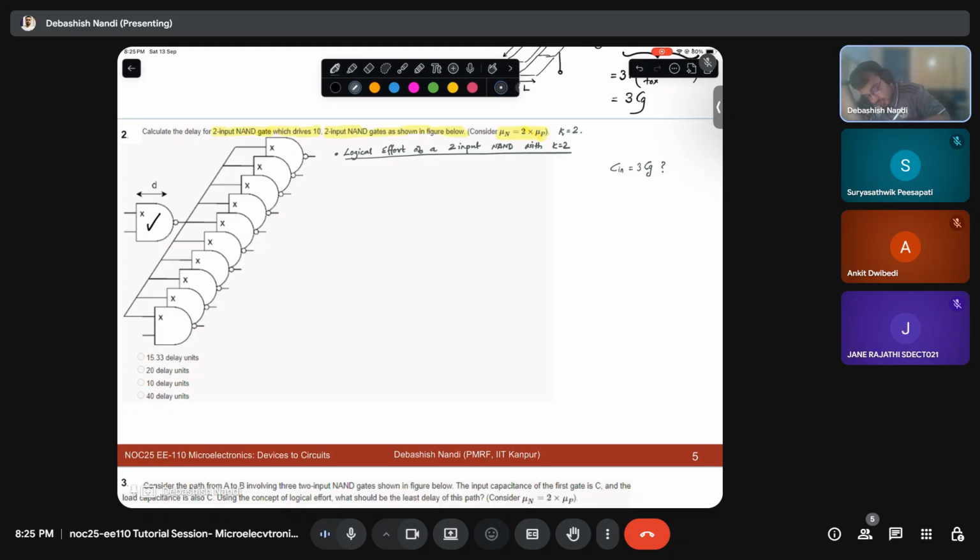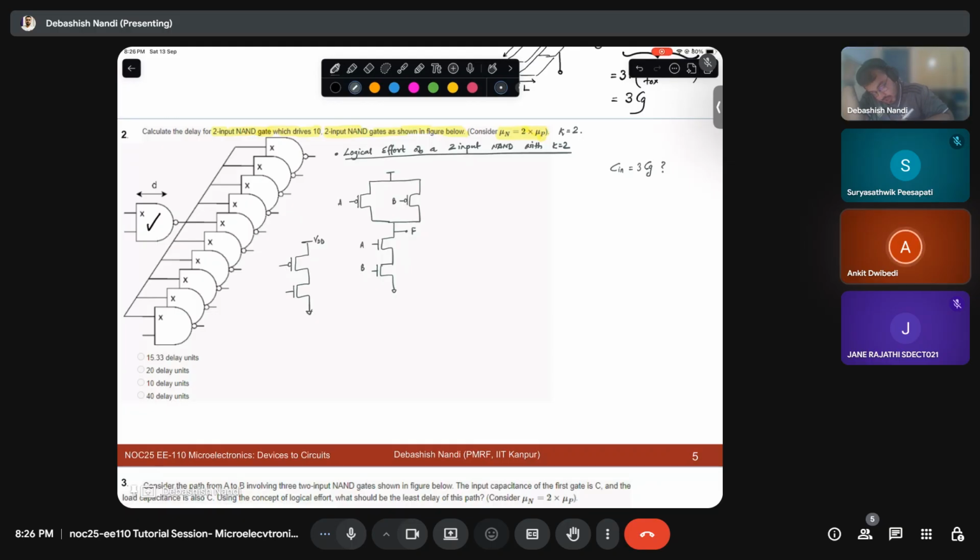Meanwhile, we'll just look at how to input NAND gate. So this is your 2-input NAND gate. We'll quickly calculate the logical effort. So let's say this is A, B, this is F. So what should be the sizing?